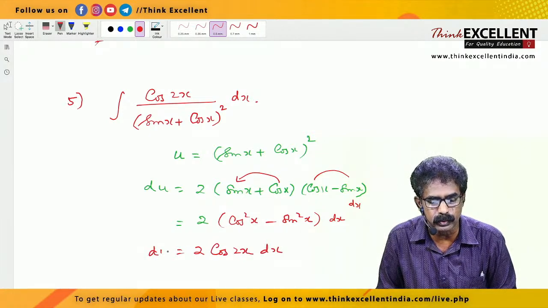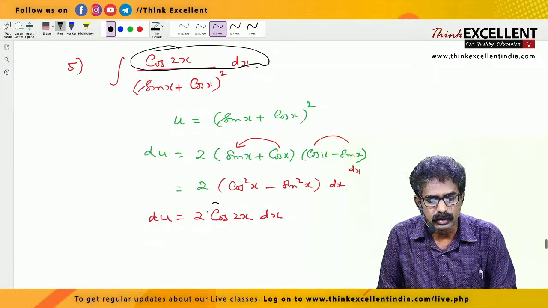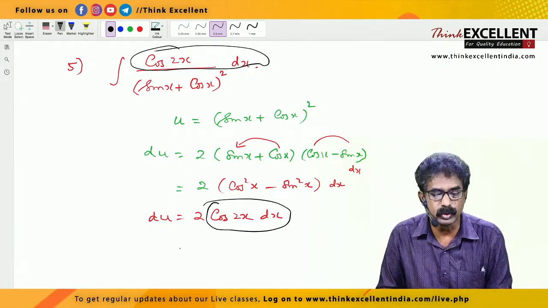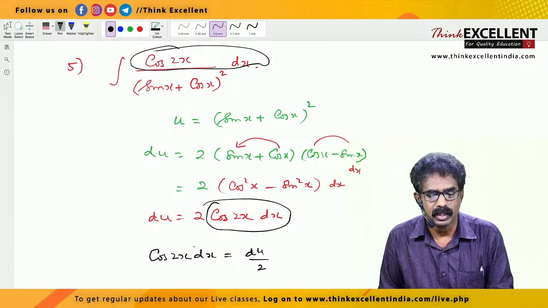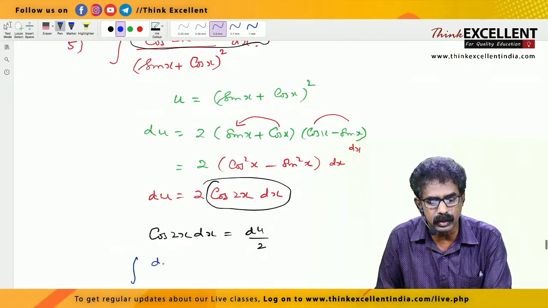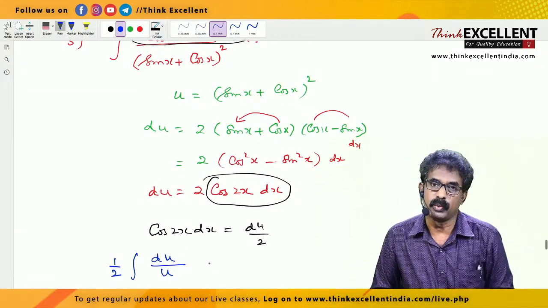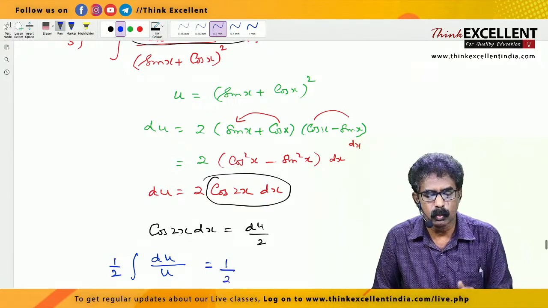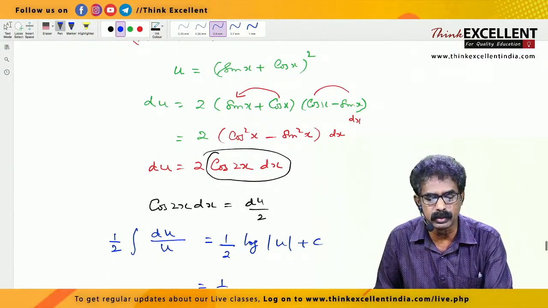This is du. But what we have here is only cos 2x dx. So what will cos 2x dx be? If you take this 2 to the other side, it becomes by 2, right? So cos 2x dx is du by 2. That's all. Now the numerator becomes integral cos 2x dx, that is du by 2. I keep that 1 by 2 as it is. The whole denominator we have taken as u. That is 1 by 2 into 1 by u, integration is log u. That's all. Give the value in place of u. So your answer is 1 by 2 into log u, where u is sin x plus cos x the whole square.